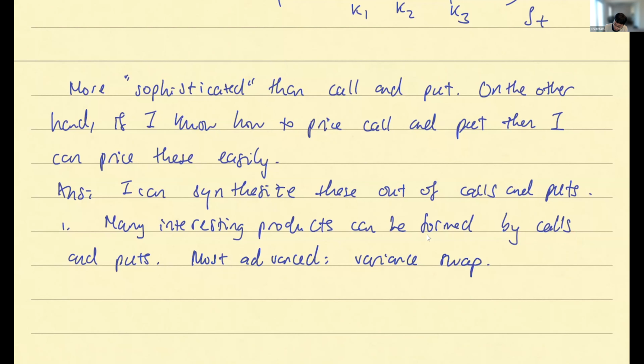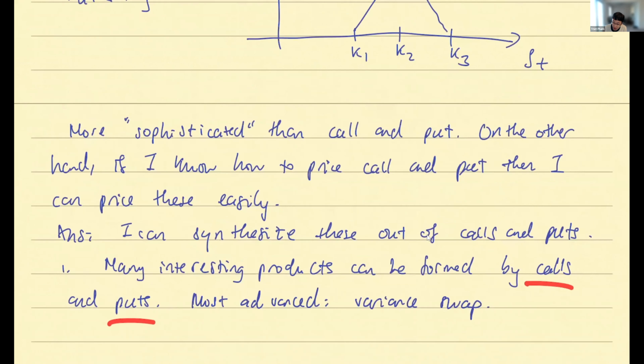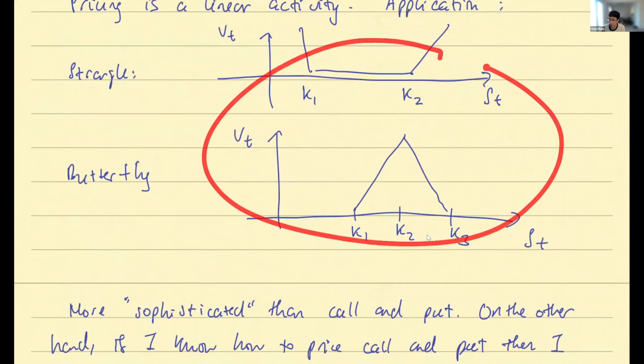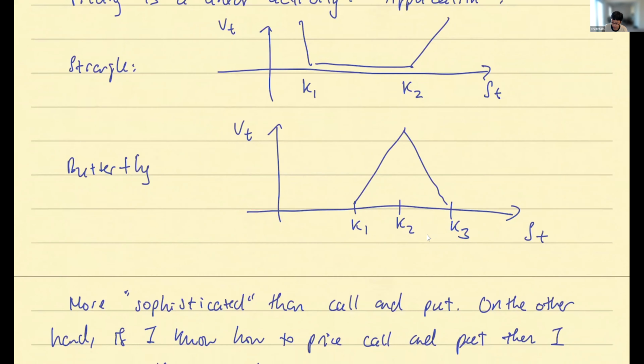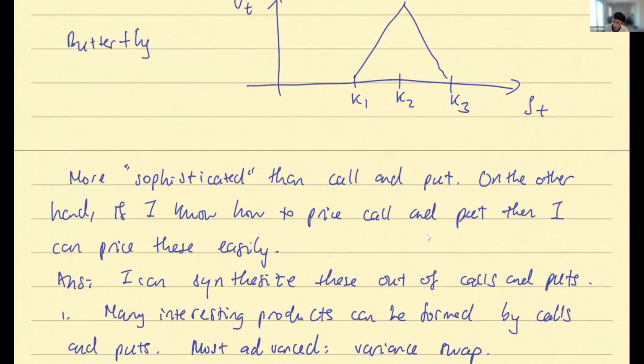So these interesting products can be formed right out of calls and puts. Your Black-Scholes formulas for calls and puts are not that simple. The reason is, of course, you learn a simple formula, but if you put them together, then you can price some very interesting products that financially do something. That's what I'm saying. So calls and puts are fundamental in that way.